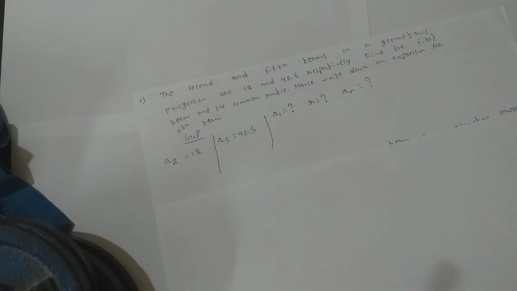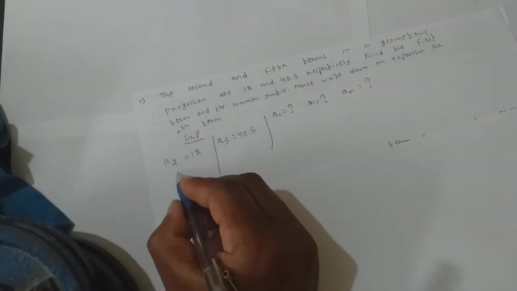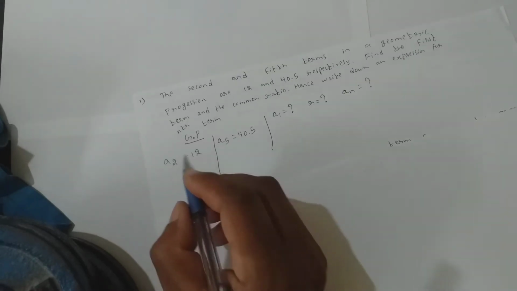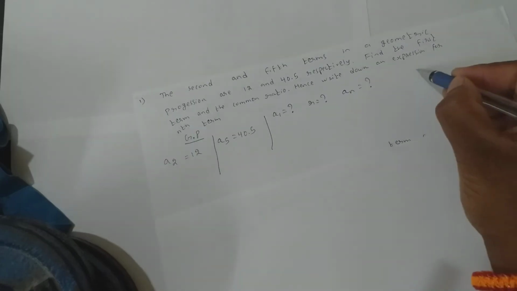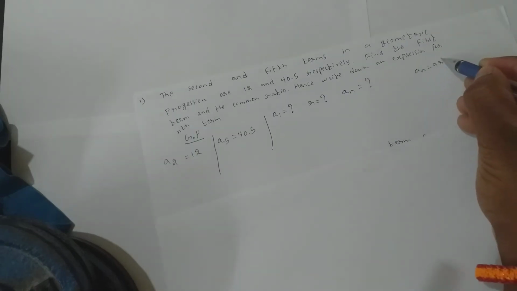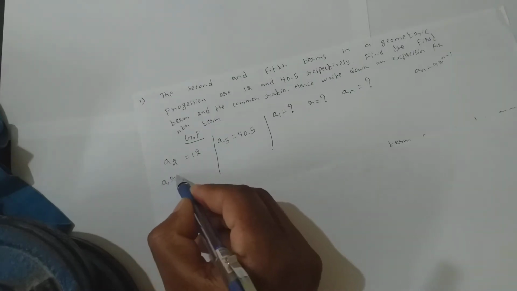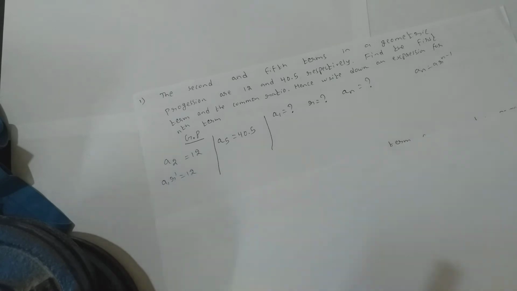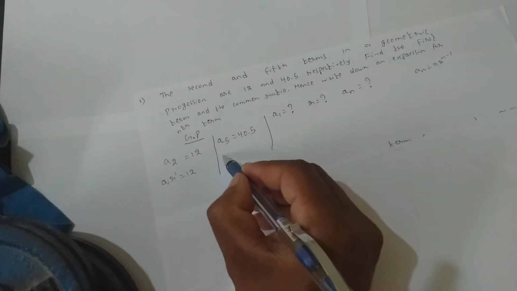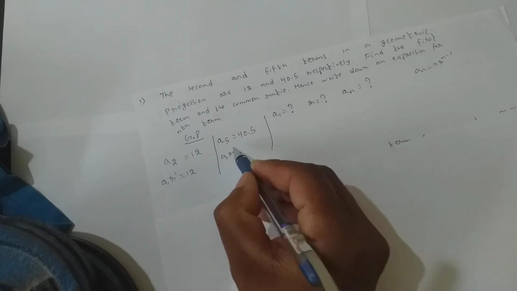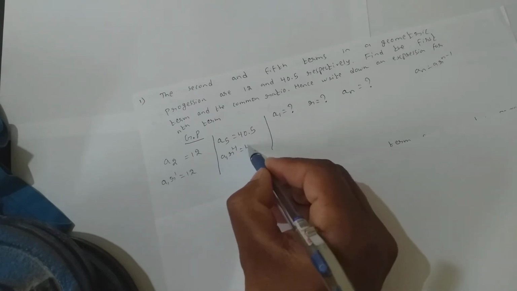Am I clear? So now where can you apply the formula? What is the an formula? A into r power n minus 1. To get A2, replace n by 2. So you get A1 into r power 1 equals 12. Clear enough? Now A5 means in place of n you put 5, equals 40.5.